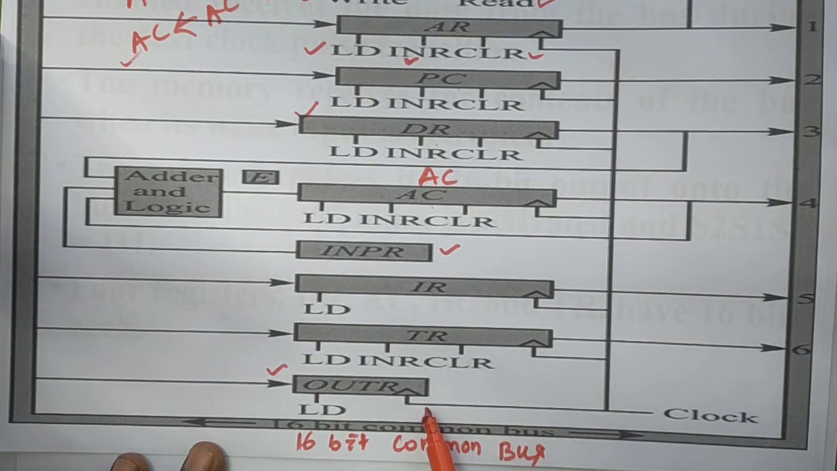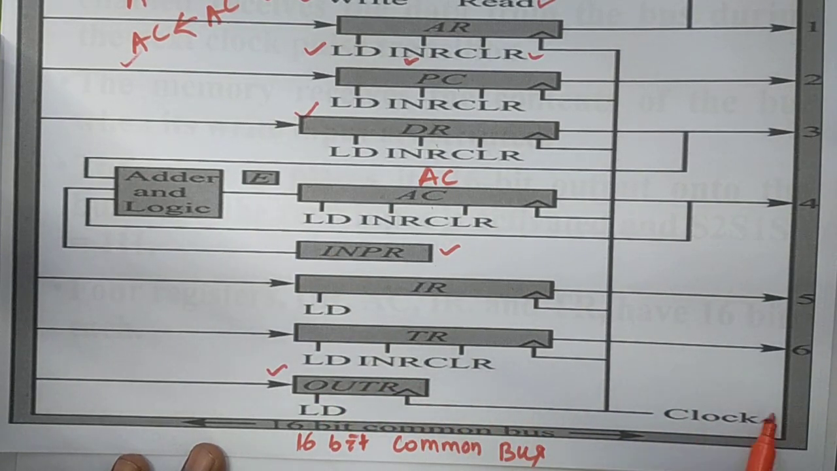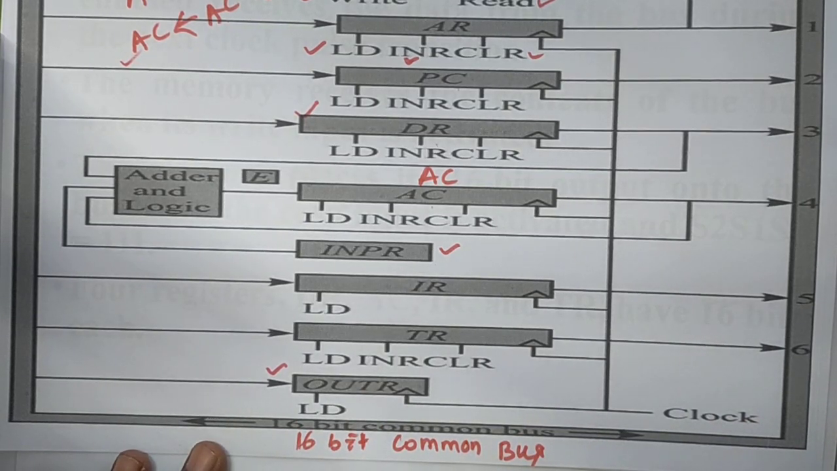So there is no data released from the common bus. You see, there is no data released from the common bus. It only receives the data, because it outputs to a register. This particular register receives data through output devices.